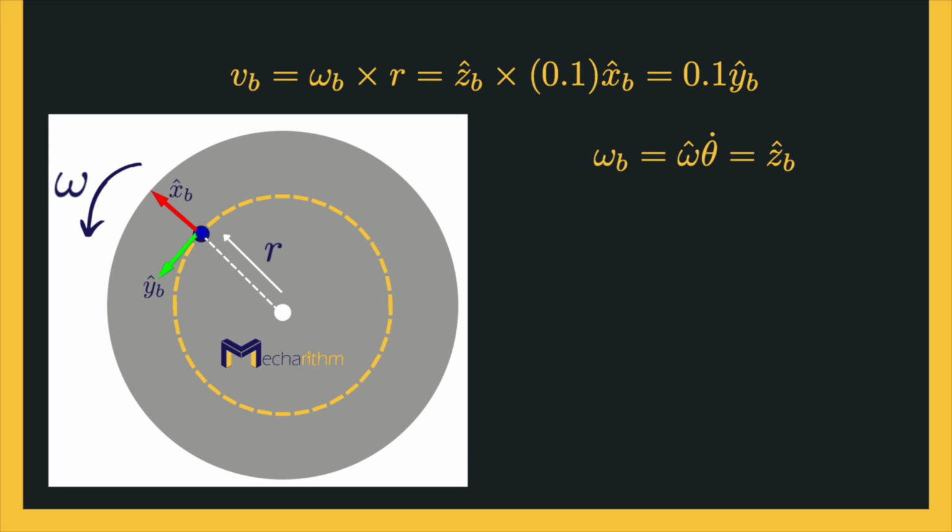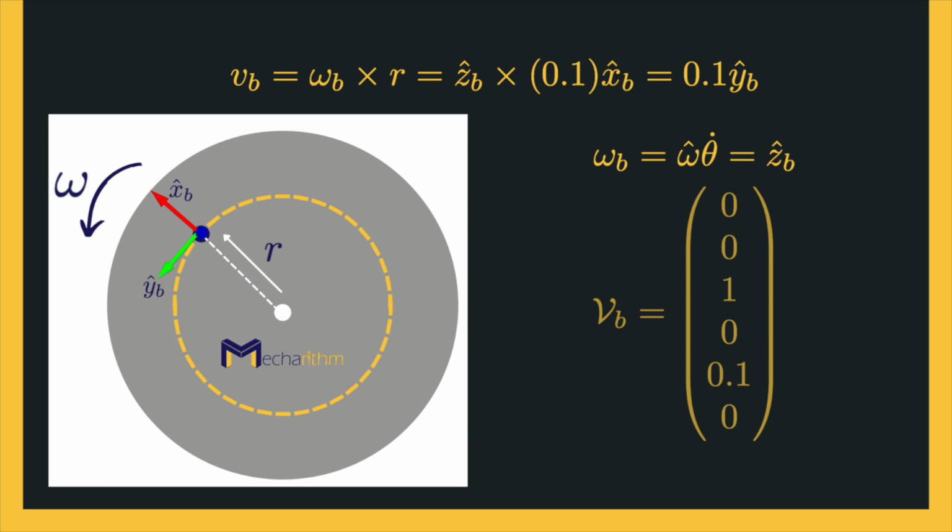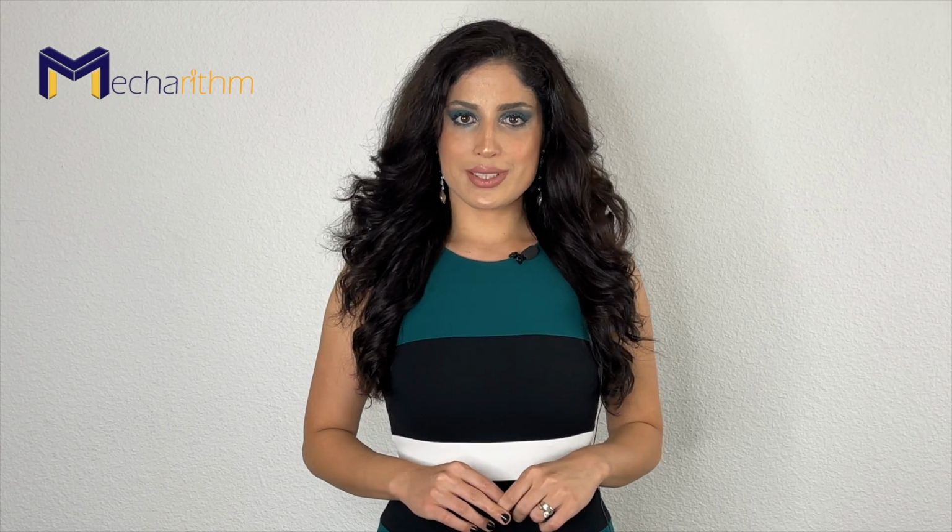Imagine this linear velocity this way. During a circular motion, the centripetal force is in the direction of the center of rotation. If this force is eliminated suddenly, then the object spinning on the plate will move with the linear velocity in that direction. We already discussed this in the example of the salad spinner in the exponential coordinate of the rotation lesson. Therefore, the body twist can be expressed as the vector 0, 0, 1, 0, 0.1, 0.